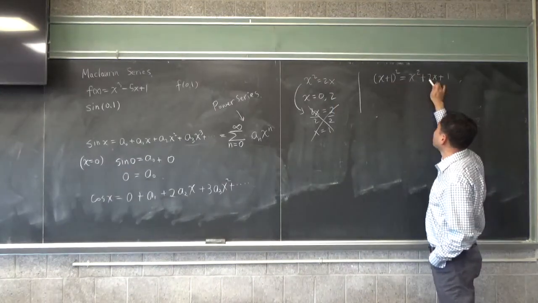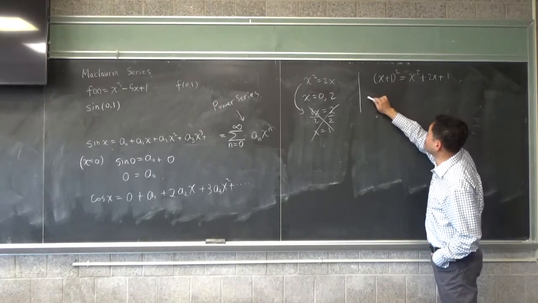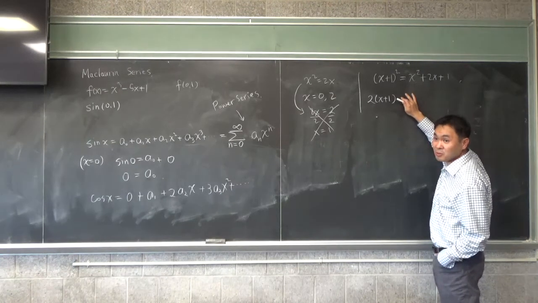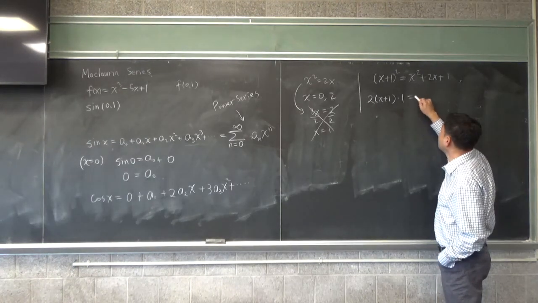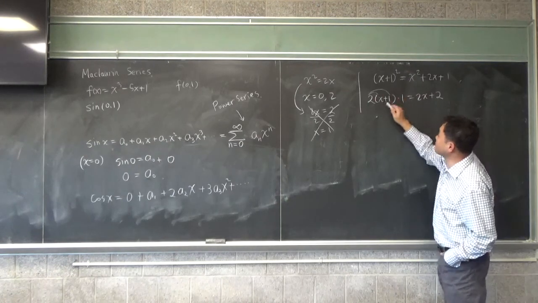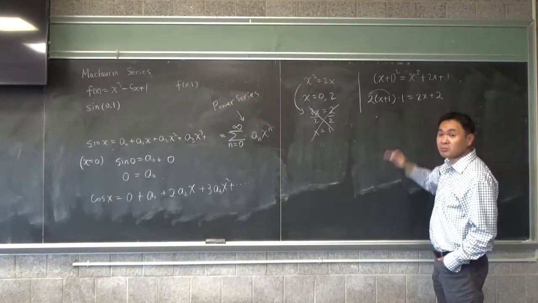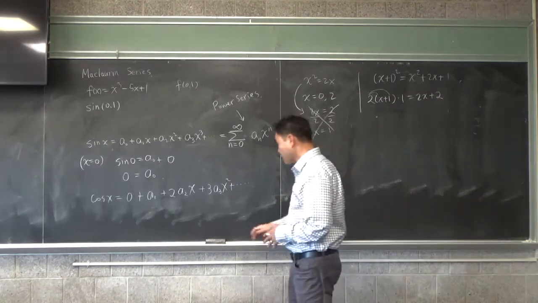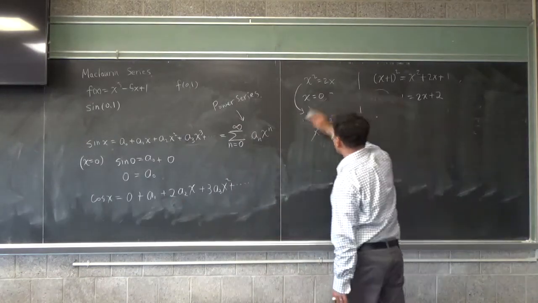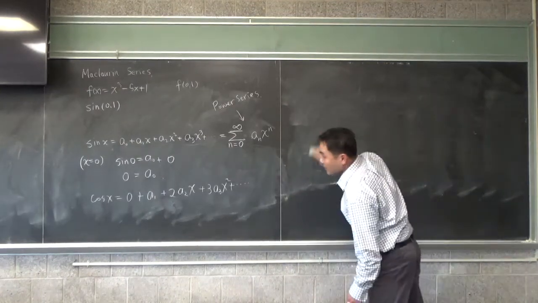However, if two sides are equal as functions, you can differentiate this side by using the chain rule. 2 comes down, x plus 1, and then the inside function is pulled out and you differentiate, but that's just 1. Differentiating this gives you 2x plus 2. And again, you indeed see that 2x plus 2 is 2x plus 2. So the two sides are still equal if you differentiate. That's why this still works. Okay, the two sides are equal as functions. Now, if you accept that's true, then how can we find a1?